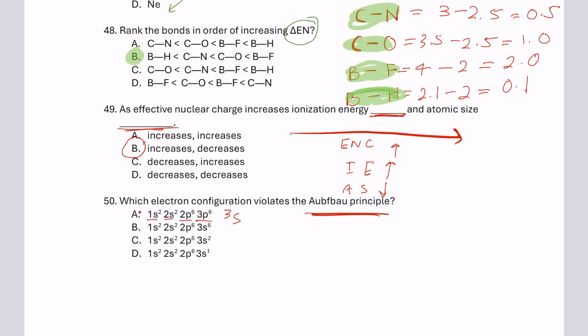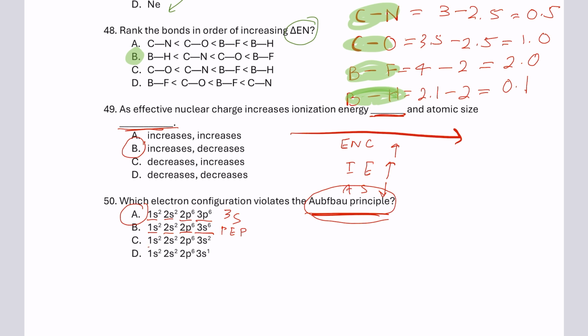And in fact, A is the correct answer for 50, but we're still going to work through B, C, and D. B says 1s2, 2s2, 2p6, 3s6. This violates the Pauli exclusion principle because 3s6 is impossible. Each orbital can only hold 2 electrons with opposite spins. B is incorrect, but it's also not what we're looking for. We're looking for an electron configuration that violates the Aufbau principle, hence why the correct answer was A. B is also wrong, but instead, it violates the Pauli exclusion principle.